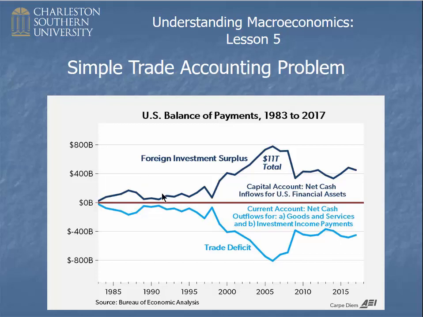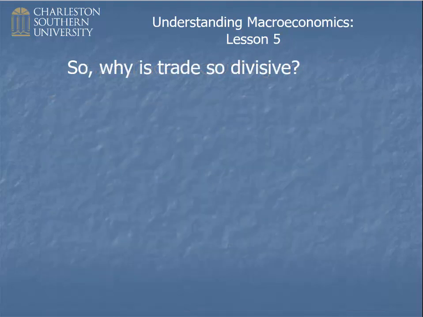But now this is the capital account surplus. Look at it. It's like a mirror image. The capital account surplus and the current account deficit are mirror images of each other. All right? So, why is trade so divisive? You might be surprised to know that economists almost unanimously are in favor of free trade.